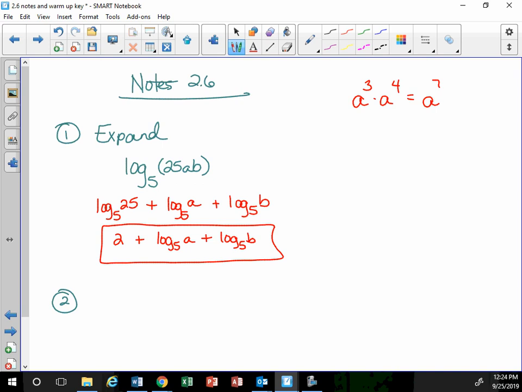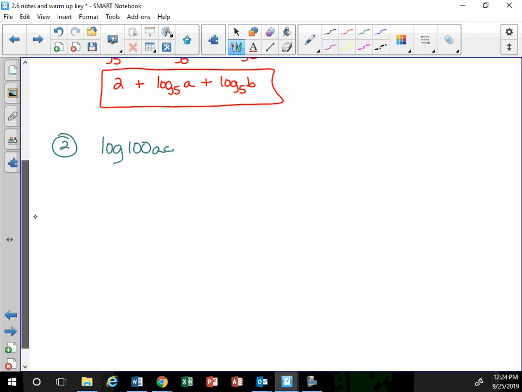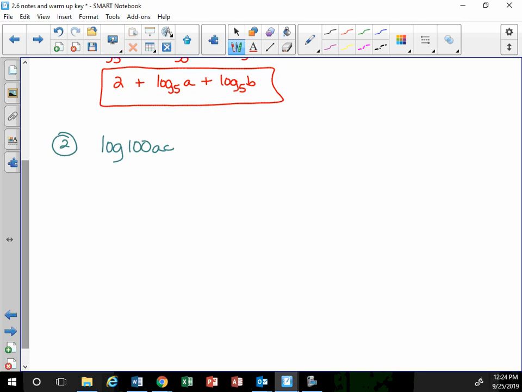All right, you guys try one. Let's do log of 100AC. So again, expand. You're ready to answer for me? I was just going to ask if you could combine log base 5 of A with log base 5 of B, or expand it. Right. So the next part we're going to do is condense, where I'm going to give it to you like this, and you have to turn it back into a single log. So go ahead.